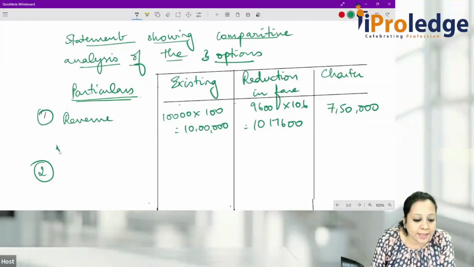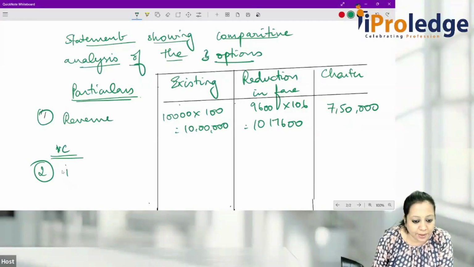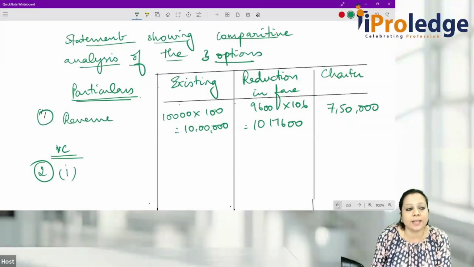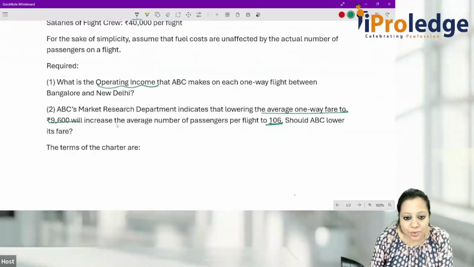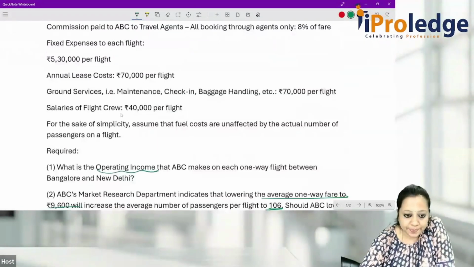So minus variable cost. Variable cost, what and all? Let us choose together, students. Shall I go ahead? Yes, I'll show it to you and then we will choose.